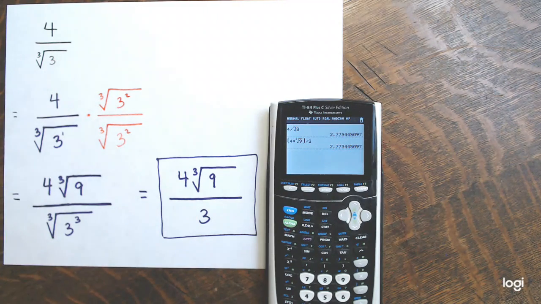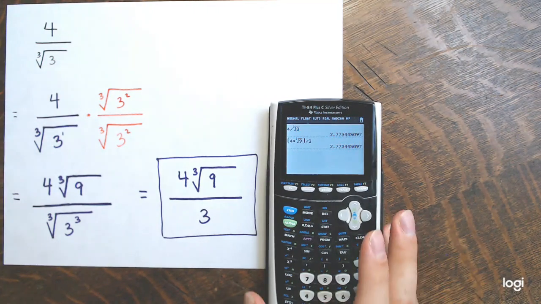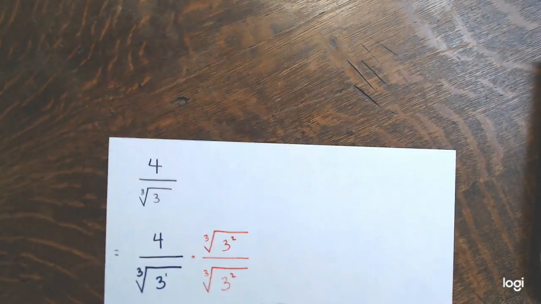But again, I was looking for perfect cubes this time, right? Not perfect squares. You got to pay attention to the index of the radical, the number in the little crook there. Okay. My next example.